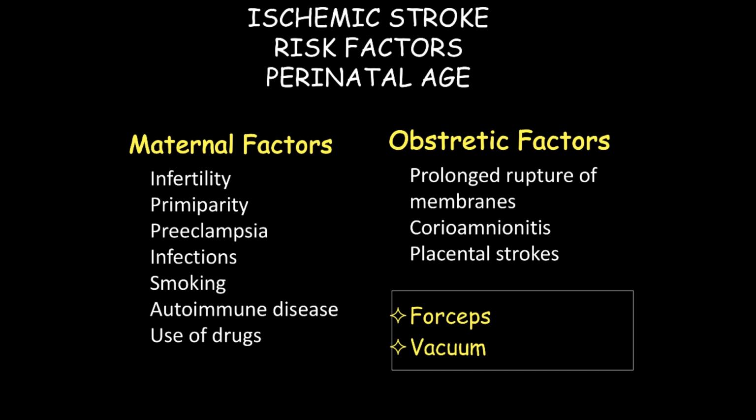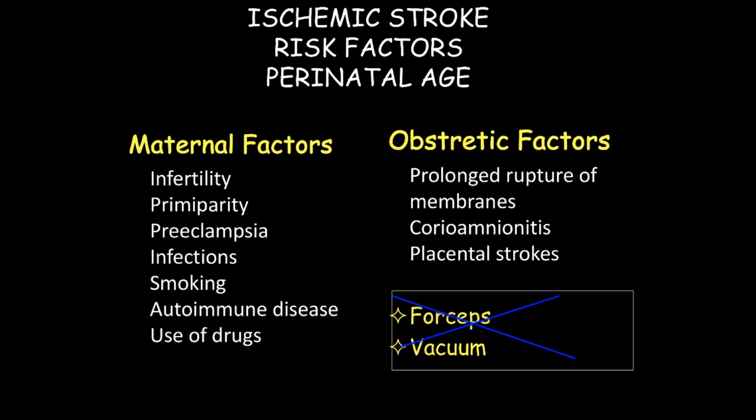There are many risk factors, and they are related to the mother and to the obstetric situation. The maternal factors may be infertility, primiparity, preeclampsia, infection, drugs, smoking, while obstetric factors may be prolonged rupture of membranes, chorioamnionitis, or placental strokes. Let's say that forceps and vacuum are less used nowadays. Therefore, we can say that there are many other factors at the base of this condition.